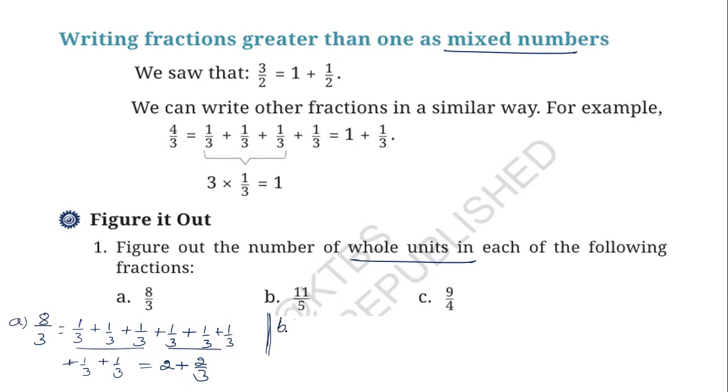This is 11 by 5. B, 11 by 5. That means 2 whole numbers plus 1 by 5.